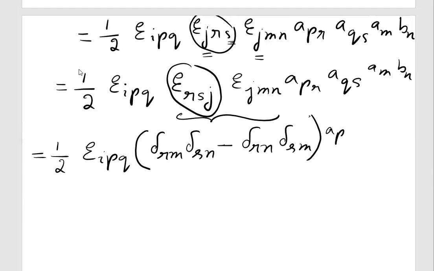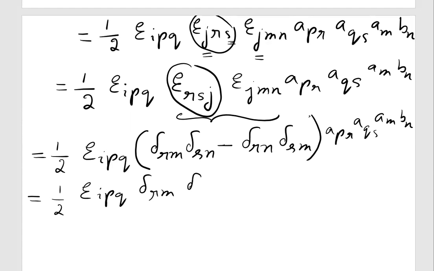So A_P R, A_Q S, A_M, B_N as it is. That's equal to half. Now you have to multiply everything together. So epsilon IPQ, just multiply now. So delta RM, delta SN, A_P R, A_Q S, A_M, B_N as it is.